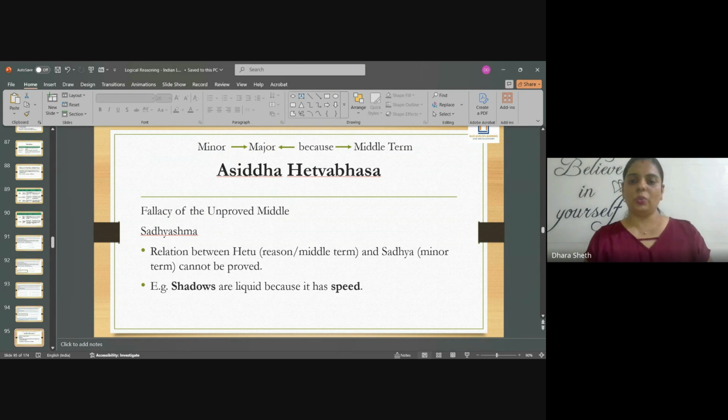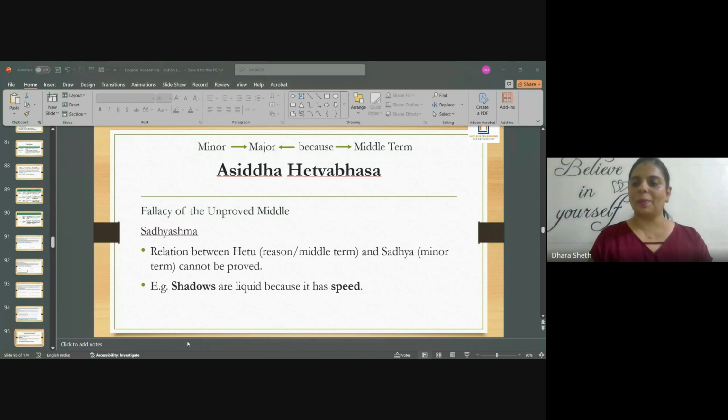Relation between hetu and sadhya cannot be proved. You cannot prove that they are related to each other. Asiddha, it cannot be proved. Shadows are liquid because it has speed.